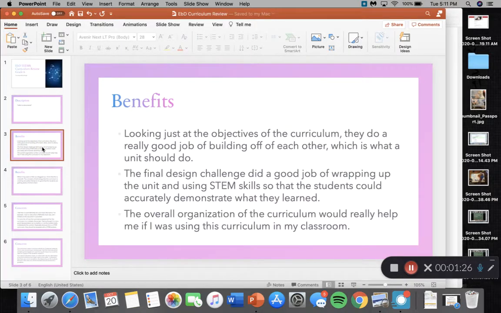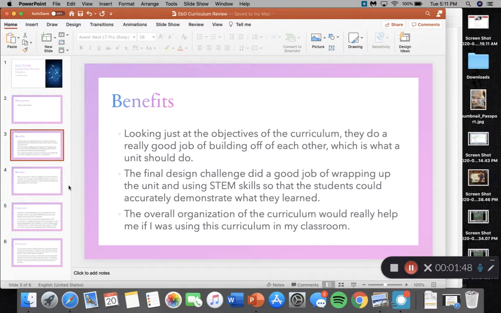about it. The benefits, looking at just the objectives of that curriculum, they do a really good job of building off of each other, which is what a unit should do. Like, it shouldn't be all of this and that. Each lesson incorporates something else from the previous one, and then it builds up to then have that lesson, and then it leads into the next one really smoothly.